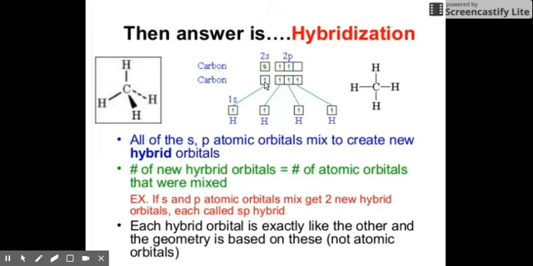It can be all single bonds, it can be double double, it can be single single double, or it can be triple and single. That's the reason for it.